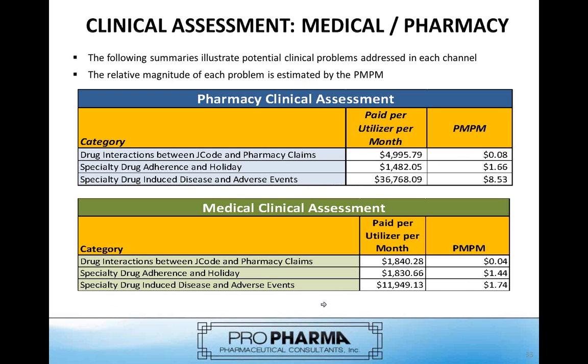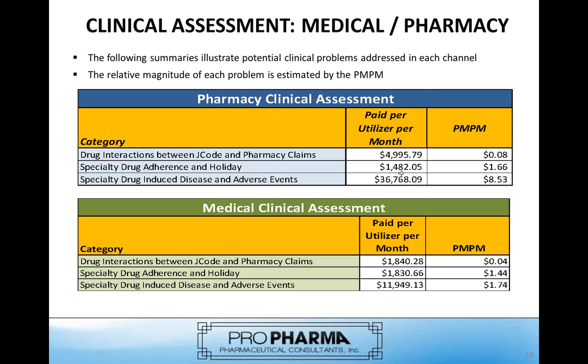That is a common thing, but there's also clinical assessment, and I would direct your attention to the fact that drug interactions, whether it's just within the pharmacy data or whether it crosses pharmacy and medical data for the same person, is not insignificant. On a paid per utilizer basis, it's about $5,000. Specialty drug adherence, this is the compliance problem that has had a significant amount of focus. Drug holidays, people that are not complying for whatever reason, is about a $1,500 issue.